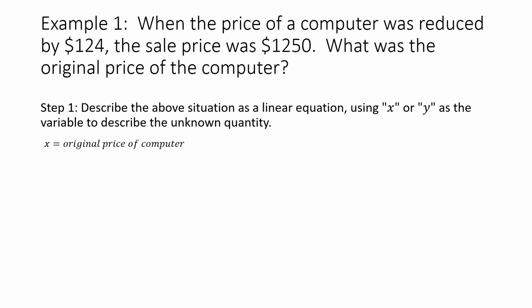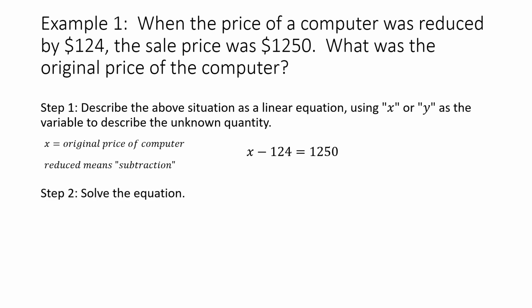Next, I'm going to look at some of the wording in the problem. And if you notice, it says reduced. Reduce means subtraction. And so think about how you're going to get the sale price of something. You're going to take that original price and then you're going to subtract off that discount, which here it says it's reduced by 124. That's going to equal the sale price. That's going to give you the amount that you actually end up paying. So our equation is going to be that original price of the computer minus 124. That's the amount that it was reduced by. That's going to equal the sale price of $1,250.